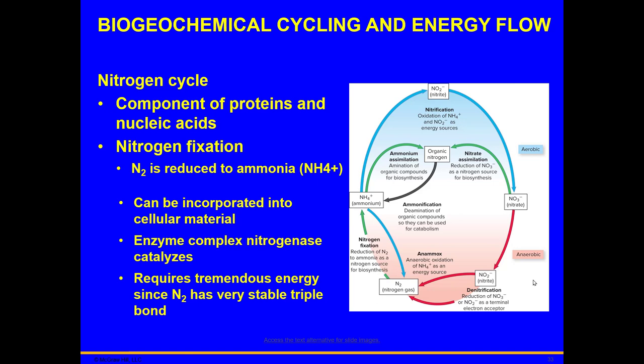You've got to keep in mind that the nitrogen cycle is absolutely essential as a component of proteins and nucleic acids. In nitrogen fixation, you're always going to have a situation where nitrogen gas is reduced to ammonia. It can be incorporated into cellular material. The enzyme complex nitrogenase will catalyze these reactions. Also, this process requires a tremendous amount of energy, as N2 has a very stable triple bond. So you basically have to find enough energy to break the bonds, and then incorporate the nitrogen into an ammonia or ammonium ion.